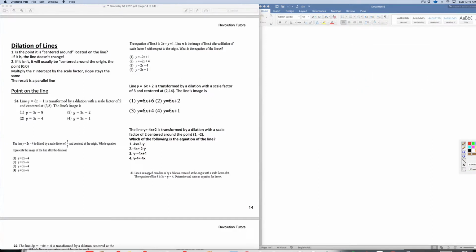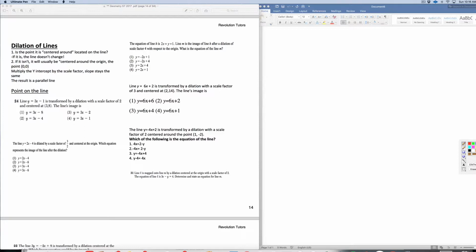Now, that's all gibberish. You don't have to understand any of that to do these, but as a teacher, you may want to understand it. It's a basic thing. Is the point that it's centered around located on the line? If it is, the line doesn't change. If it isn't, it's always centered around the origin. And then you just multiply the intercept by the scale factor.